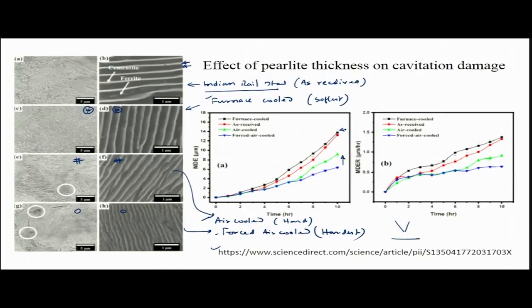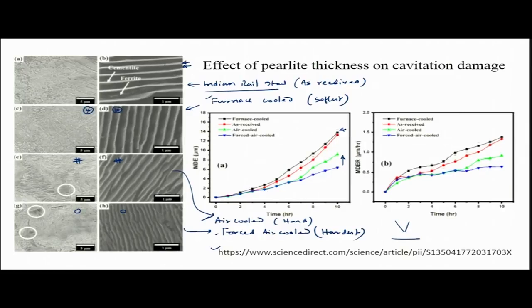Now, you could see that as the fineness of the pearlite colony interlamellar spacing increases, that means the pearlite cementite lamellae become closer, it gives you the best resistance to cavitation damage or simply erosion damage. So, this is one typical data I thought that I should share with you, because this actually gives a sense that yes, microstructure plays a big role.